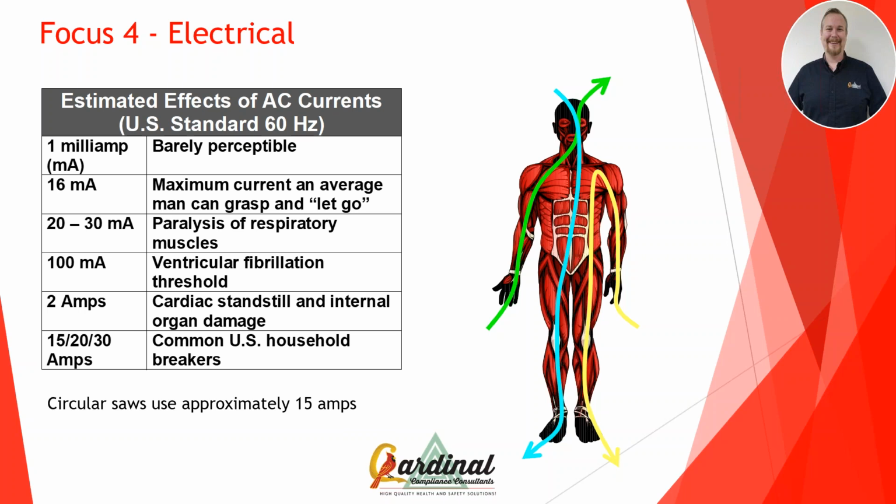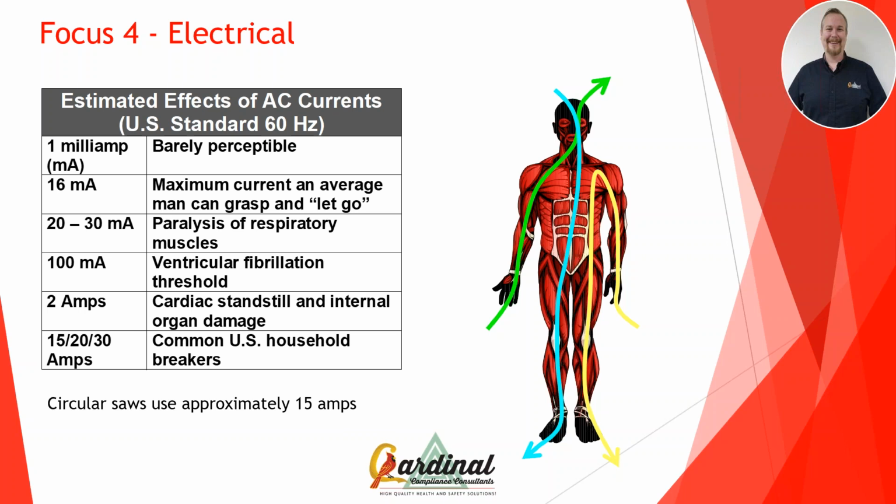Now, if you look at the figure to the right, a couple different factors are going to determine the internal injuries you're going to have. And remember, you're always going to have an entry wound, you're going to have an exit wound, but you're going to have internal damage as well. So the path that electricity takes through your body, and if you look at, let's say, the blue line, going into your head, through your chest, down your legs.